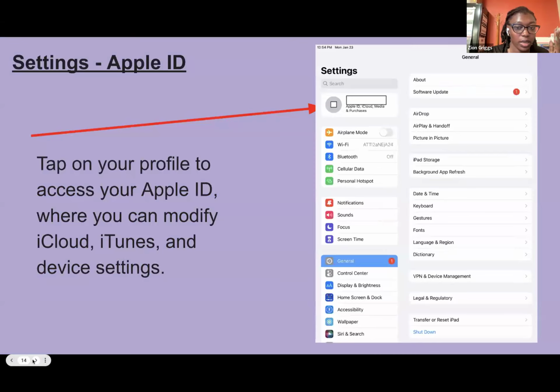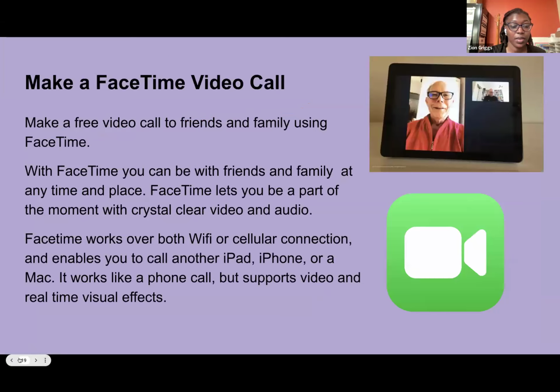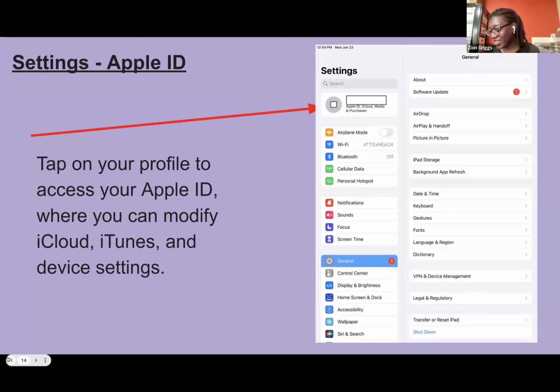Okay. So for your Apple ID, in order to access your settings for your personal Apple ID, you'll tap on your name on the top left. That's where you can update your password, modify iCloud, iTunes, and device settings. Okay, so now we're going to go into what I've been talking up the whole time.